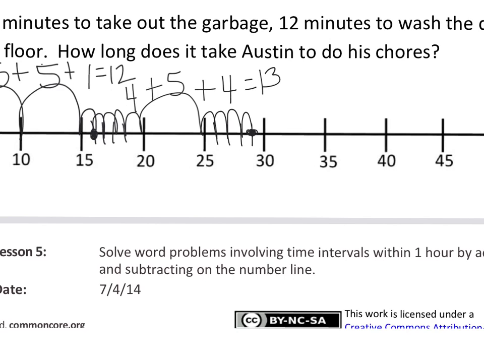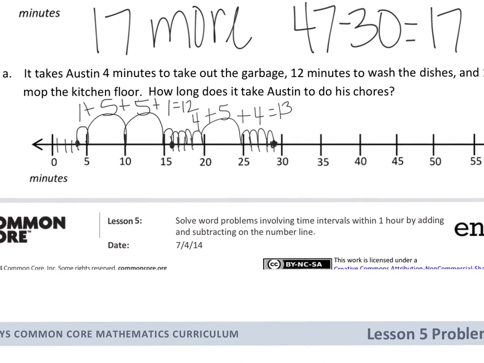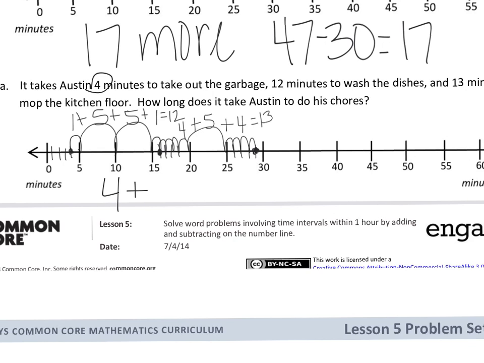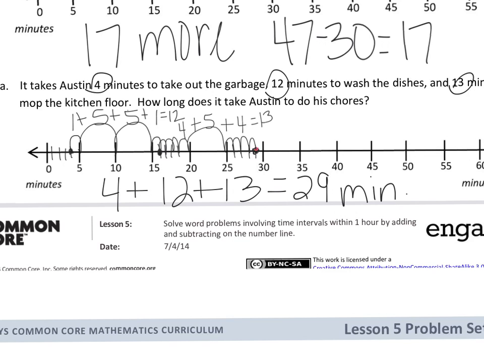So now, how many minutes did it take for Austin to do his chores? Right here is my last dot. So it took 25, 26, 27, 28, 29 minutes for him to do his chores. Let's do an addition problem and check our work. 4 plus 12 plus 13. I'm going to add all of my times together. 4 plus 12 is 16. 16 plus 13 is 29. 29 minutes. And that's what we said right here for our answer. So both of our examples check out.